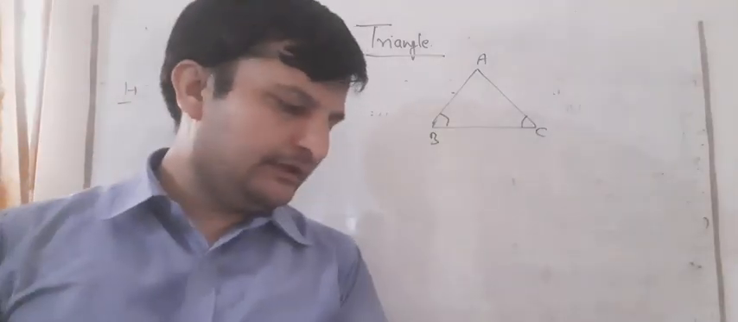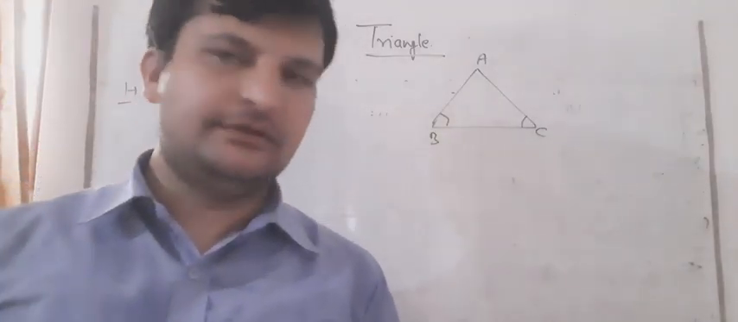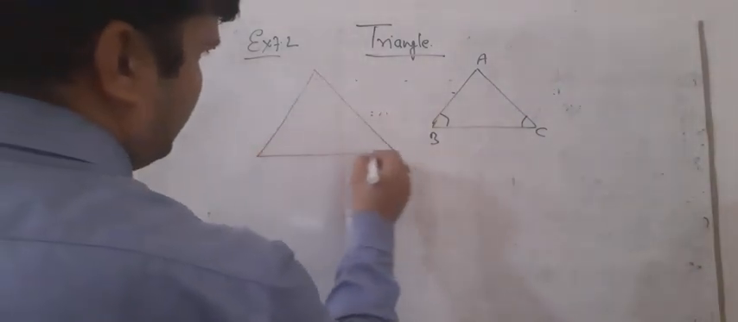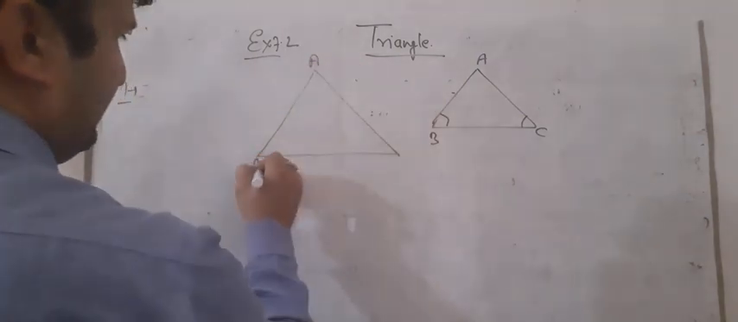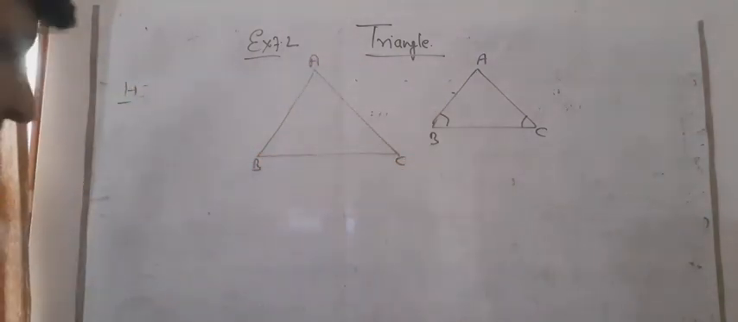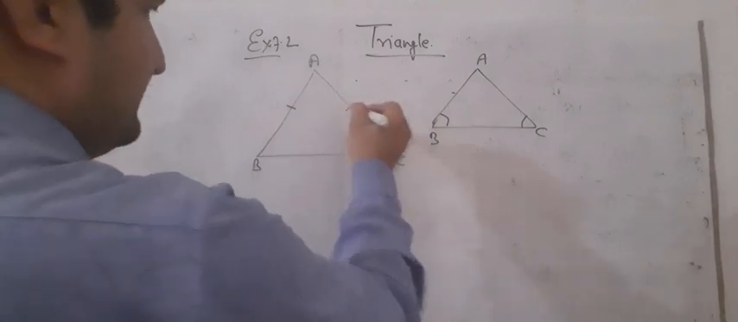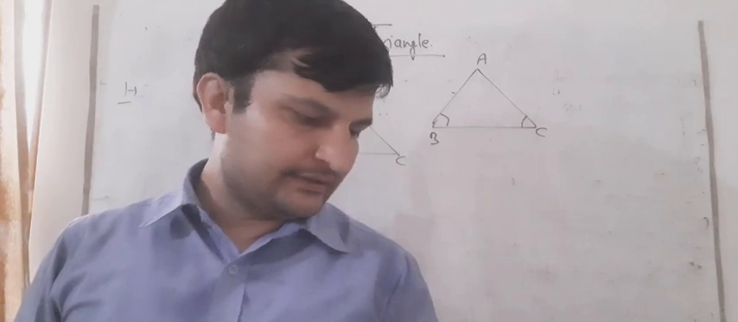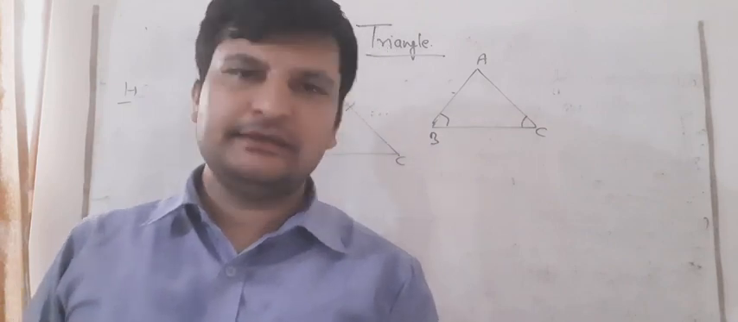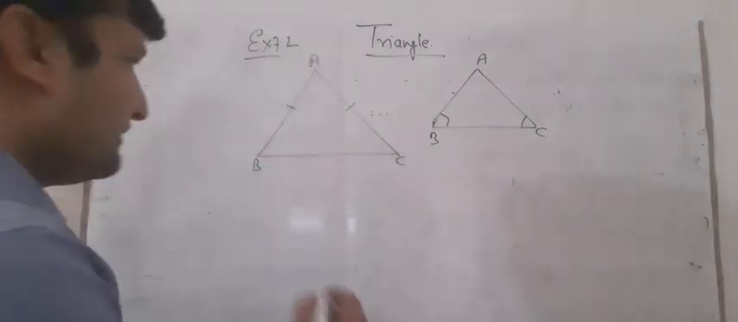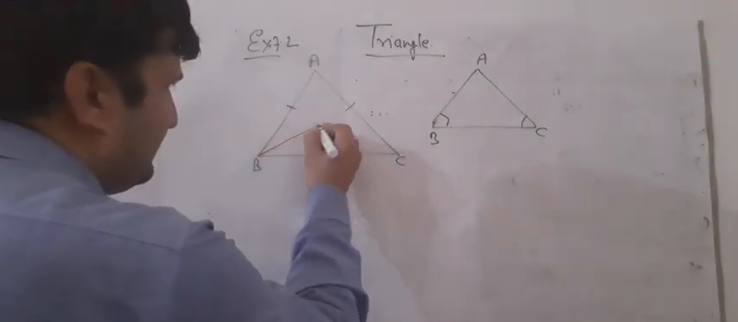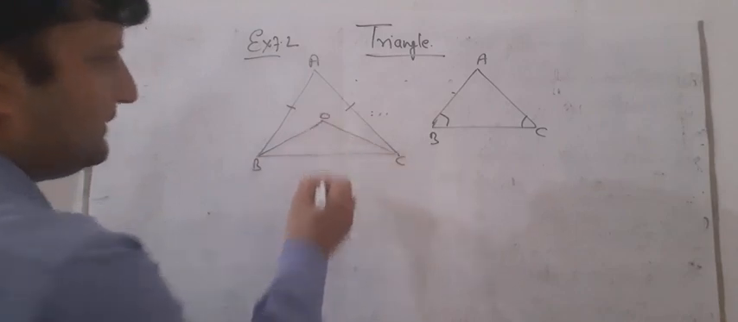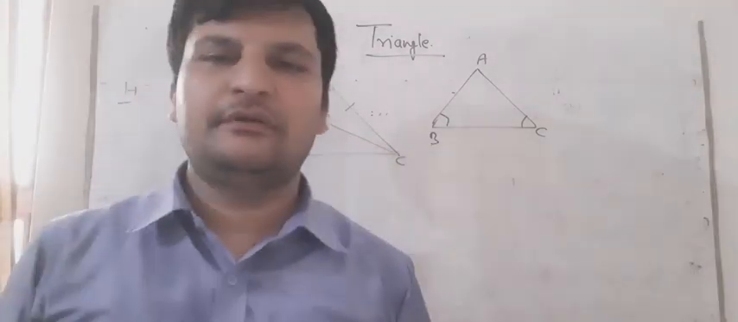The figure is not given. In an isosceles triangle ABC with AB equal to AC. So students, first we will make a triangle. In an isosceles triangle ABC, it is given that AB is equal to AC, and the bisectors of angle B and angle C intersect each other at O. It means the bisector of angle B is this one, and the bisector of angle C is this one. These will intersect each other at a point O. The meaning of this question is like this.